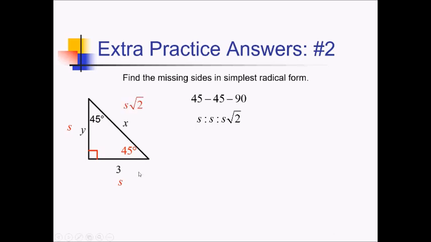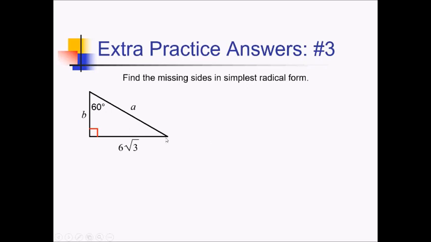So I see that one of those s sides happens to have a value of 3. So I can write that s equals 3. And now that I have the value of s, I can find the other sides. So let me just go alphabetically. x, it looks like, is equivalent to s radical 2. So that means that x equals 3 radical 2. And y is the other s side. So that means that y equals 3.